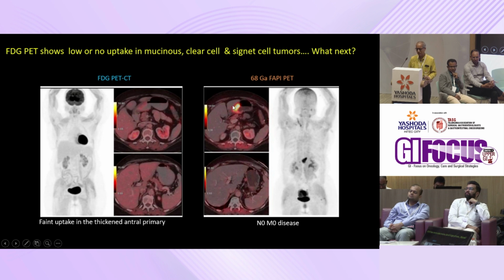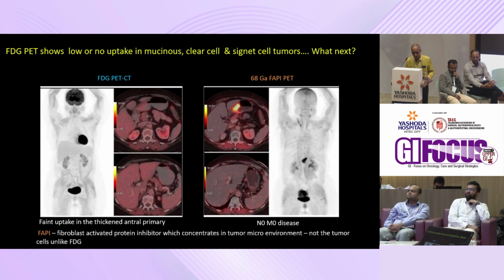This shows that there is increased uptake in the gastric tumor here, shown very well, with no extragastric disease in the abdomen or elsewhere in the body. So FAPI is a fibroblast activation protein inhibitor which concentrates in the tumor microenvironment, unlike FDG-PET, where uptake happens in the cells of the tumor.